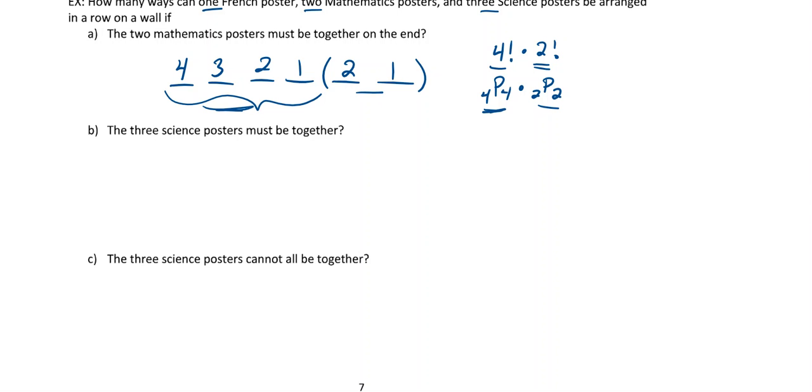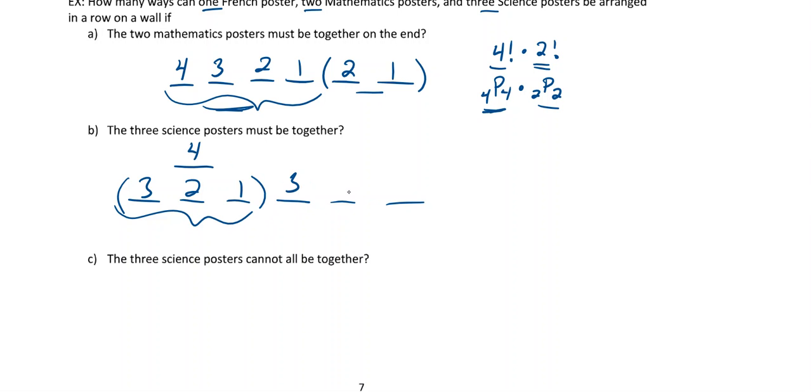The three science posters must be together. We've done one like this above, right? So again, let's make our blanks. Our science posters have to be together, and there's three of them, so it'll be 3 times 2 times 1. This is the situation where this group of 3 could move, right? It's like its own little block now. So I'm going to put above it 4 times 3 times 2 times 1. So this is really the same as 3 factorial times 4 factorial.